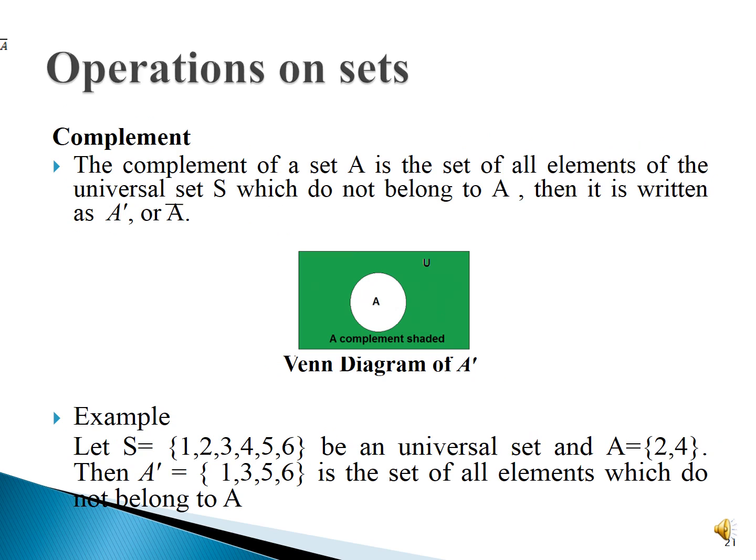The next type of operation is complement. The complement of a set is the set of all elements of the universal set S which do not belong to A. Then it is written as A prime. This symbol is read as A prime or A bar. We will see one example.